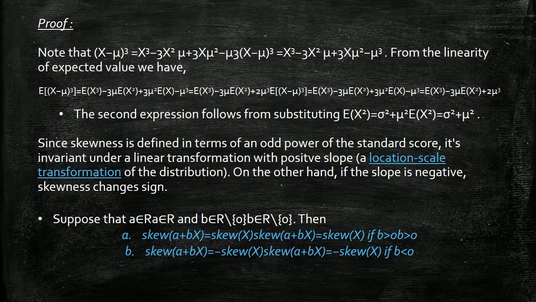Suppose that a ∈ ℝ and b ∈ ℝ∖{0}. Then skew(a + bX) = skew(X) if b > 0, and skew(a + bX) = −skew(X) if b < 0.